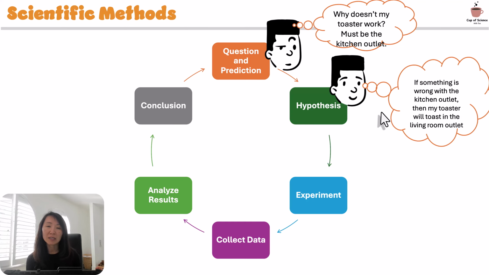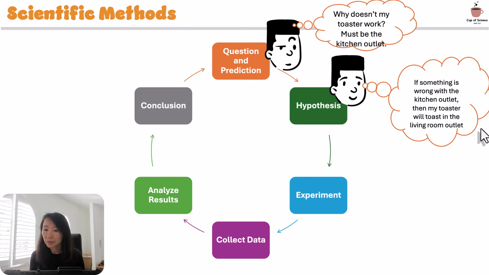Then you come up with this hypothesis that, well, if something is wrong with the kitchen outlet, then my toaster will toast probably in the living room outlet. So what this person or scientist is saying is, nothing's wrong with the toaster. The issue is the outlet. And is this testable? Can you test it out? Yeah, you simply need to just take the toaster and plug it into the living room and see if it works.